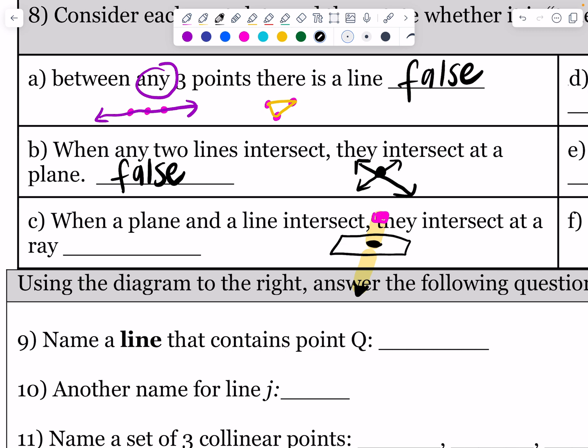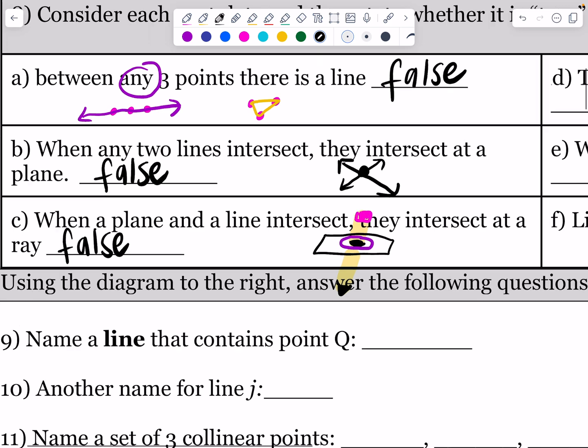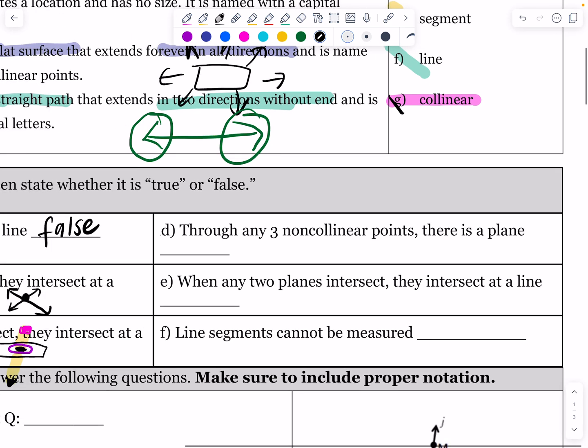When a plane and a line intersect, they intersect at a ray. Well, what's left, so I'm going to circle it, what's left on the plane, is it a ray? No, what's left on the plane is a point. So again, this is going to be false. If it said the word point, then we could say true, but because it says the word ray, we're going to say false. So these are tricky. So you're having to think through the postulates that we've learned.